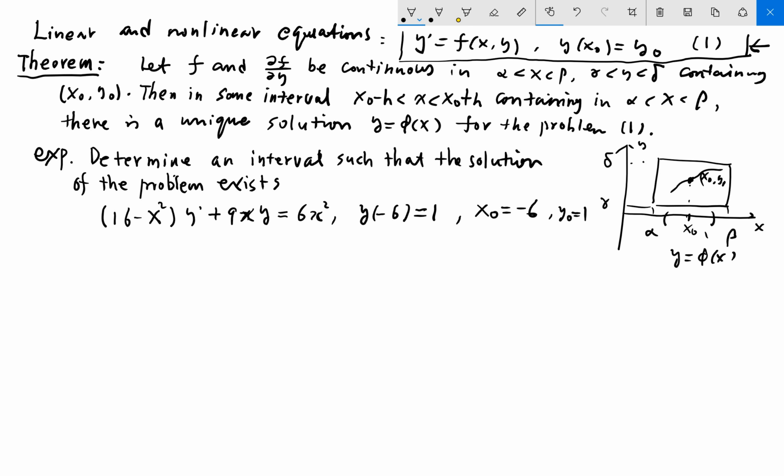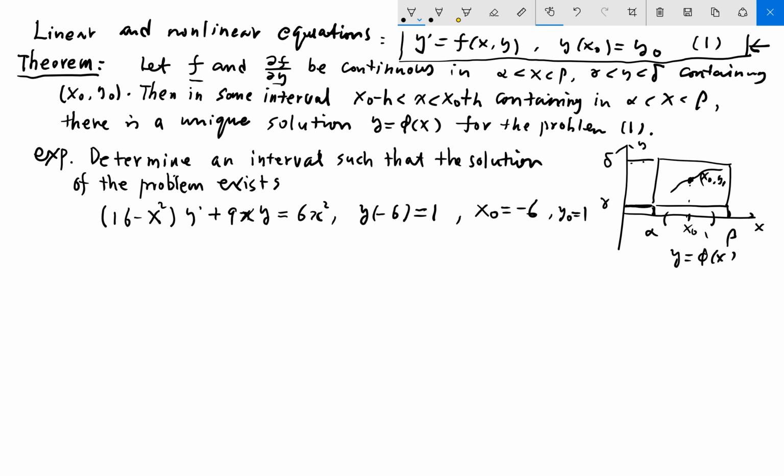This important theorem answers such a question. Basically, the theorem says that if you give equation 1, that means you give me f(x,y) and x0, y0, then if f is continuous, and so is the partial of f with respect to y, another function of x and y, in some rectangle where x is between alpha and beta and y is between gamma and delta, and this rectangle contains the point (x0, y0).